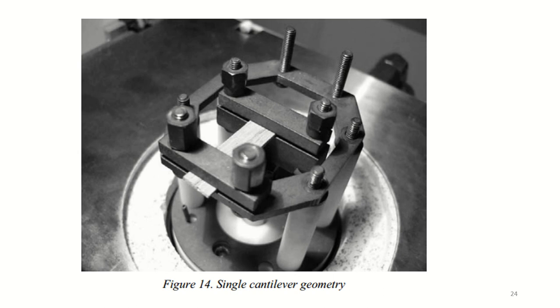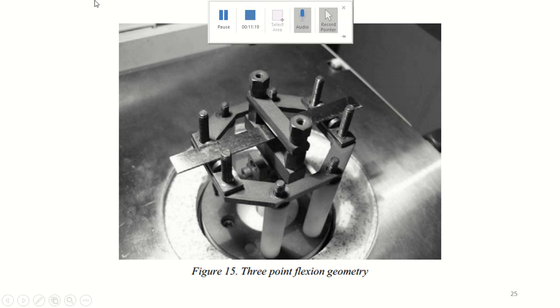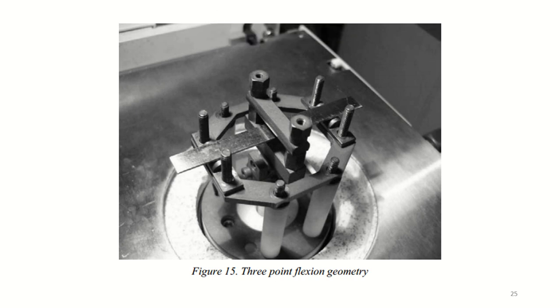This figure shows a single cantilever assembly. The 3-point flexural test, considered the most suitable for very stiff materials, can be seen in figure 15. The boundary effect of the clamps, often the case with cantilever geometries, is avoided. This test also works well with materials that expand significantly with temperature.